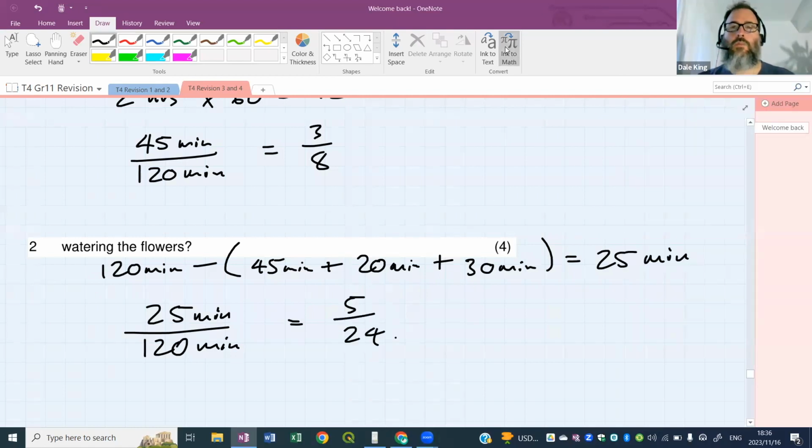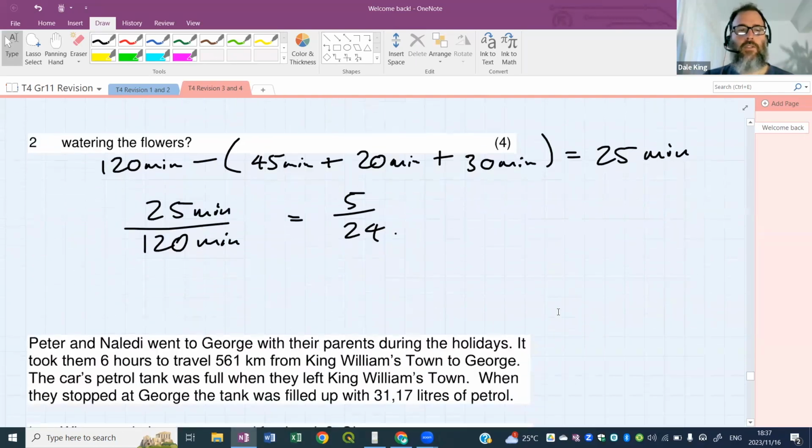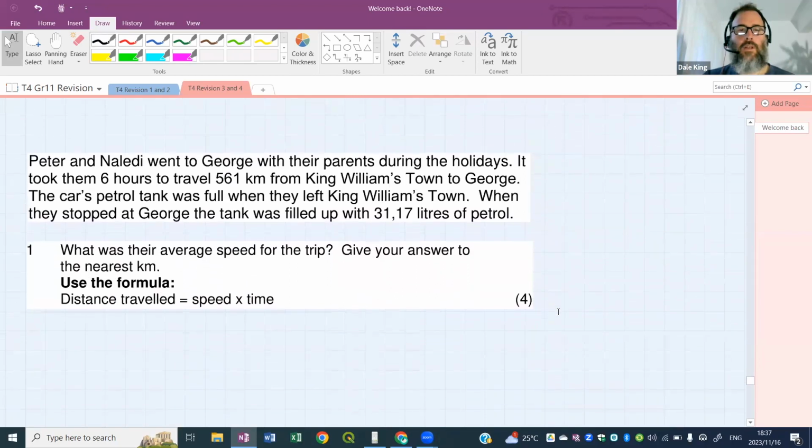So there's an extra step involved here. Yes, Keon, well done. We had to work out how much time was spent watering the flowers. We took the total, removed all the other times, and we were left with the flower time, and then put that into the fraction. All right, not too bad. Not too bad. Let's see what they got next.